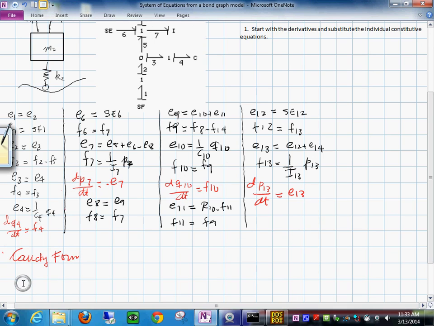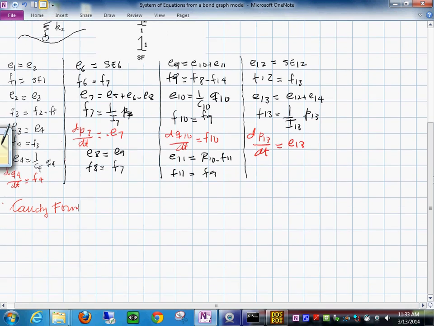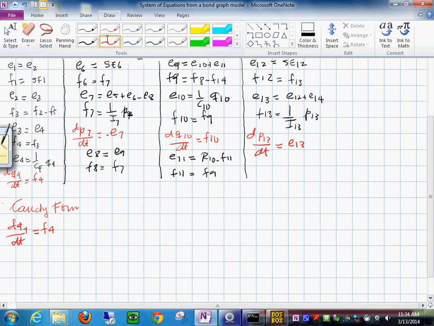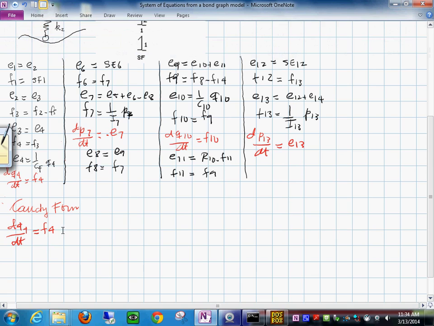Let's just go, there's 4 of them. So what I'm going to do is, let's move it over here. And in here we have dq sub 4 dt is equal to f sub 4. And then what's f4, you have in here, is f sub 3. And what's f3? It's f2 minus f5.